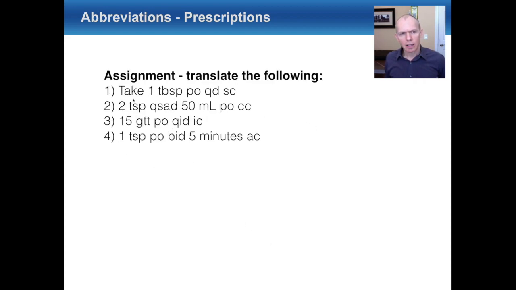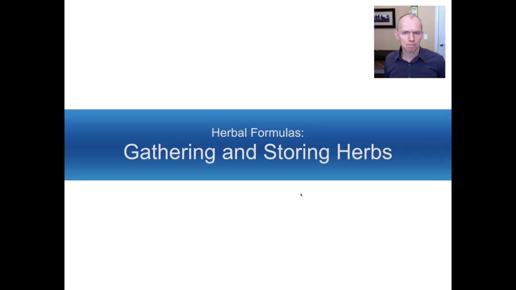So just try to translate these. Take 1 tablespoon PO, QD, CC, and then on an exam I give A: does this mean take 1 teaspoon per rectum 4 times a day, or is it 1 tablespoon by mouth 1 time a day with meals, etc., etc., okay? Not trying to be too tricky there.